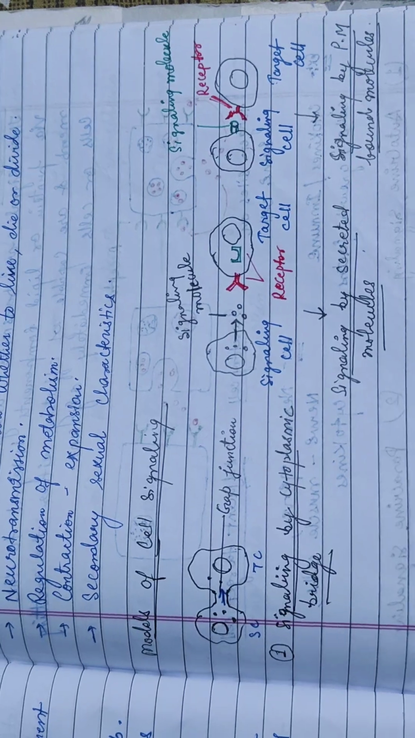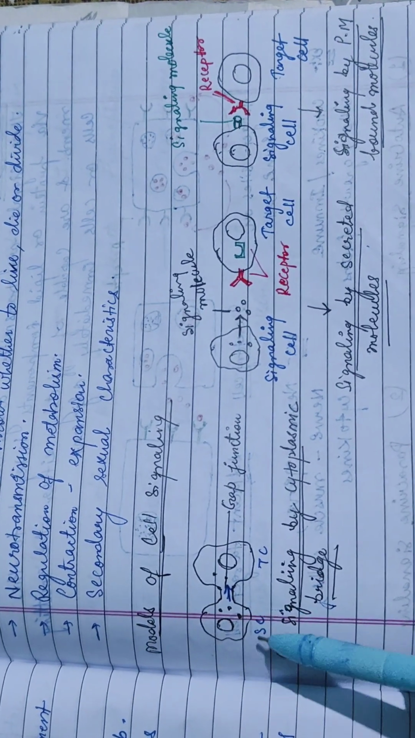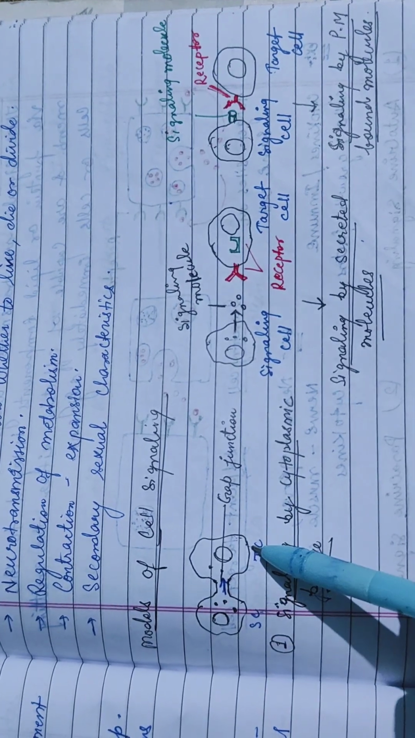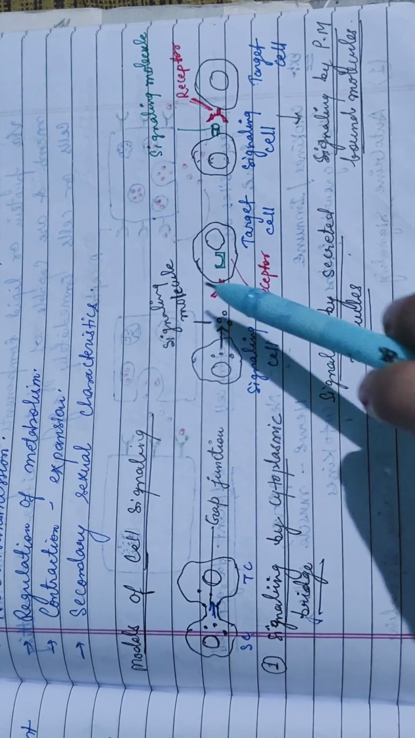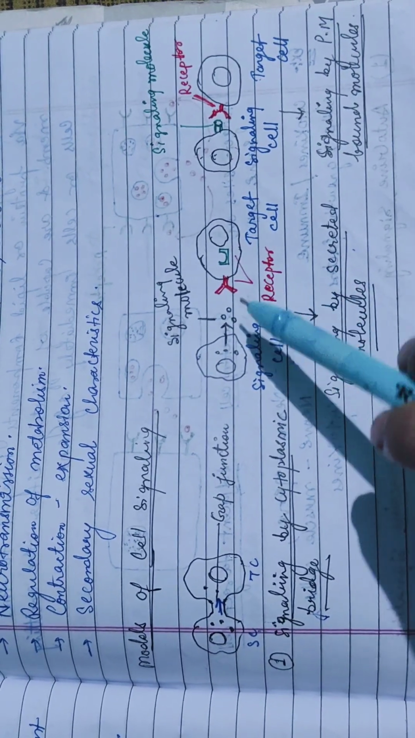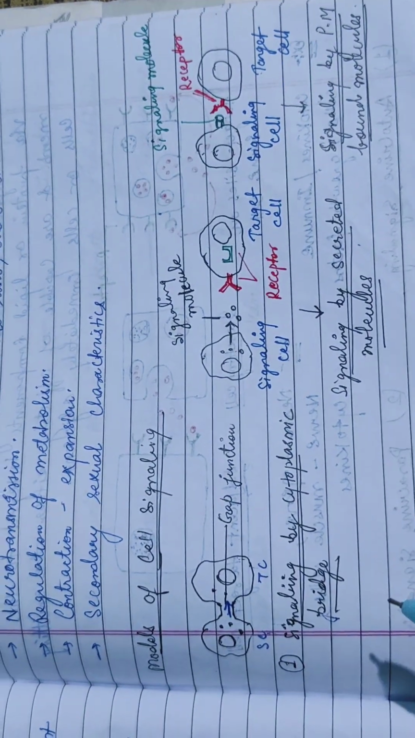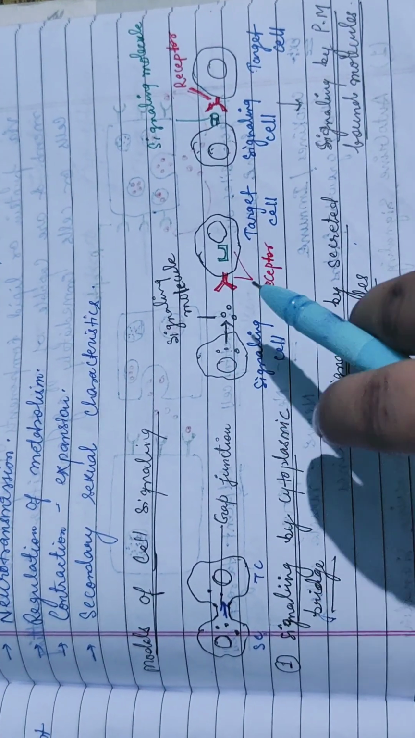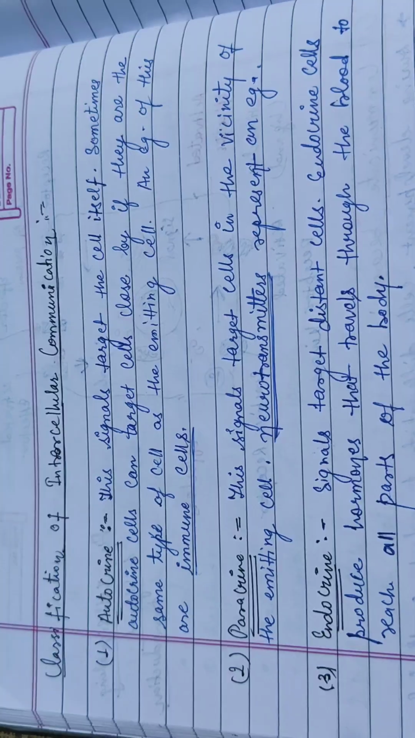Here are the three types of models of cell signaling. First one is signaling by the cytoplasmic bridge, that is, the signaling cell and the target cell. Then signaling by secreted molecules, where the molecules transfer the message with the help of a receptor. Then signaling by plasma membrane bound molecules.